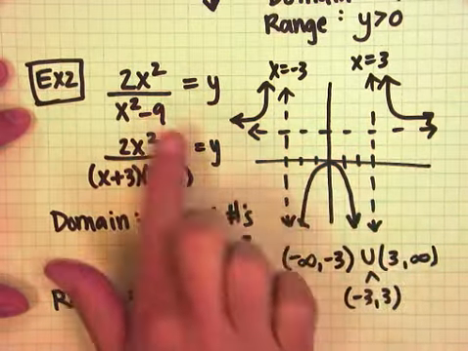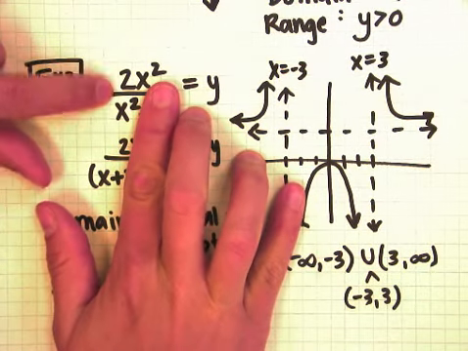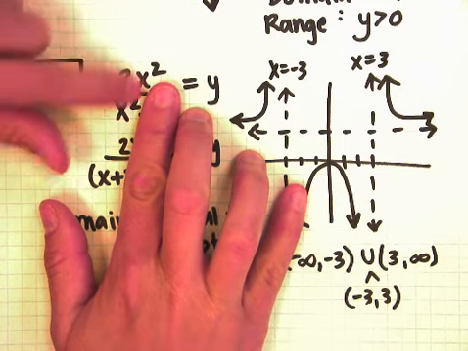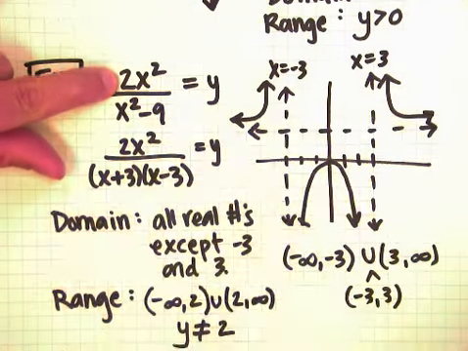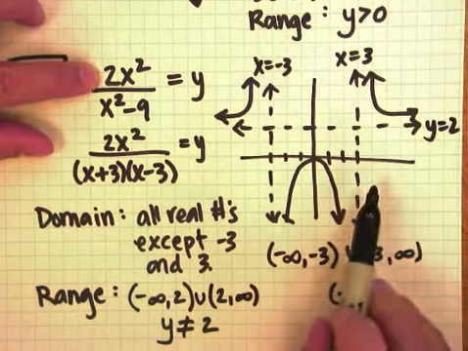And then the horizontal asymptote is coming from the relationship between that 2x squared and the x squared. If we ignore this -9 for a second and just look at the two biggest powers of x, the ratio of 2x squared to x squared, the x squareds cancel out and leave you with a 2. Well, that's precisely our horizontal asymptote, y equals 2.